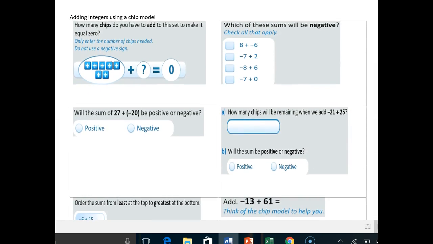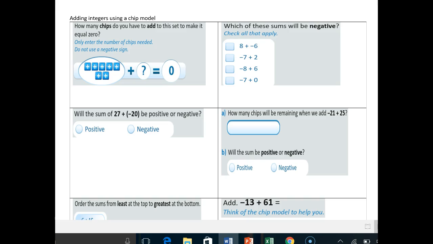Right. Adding integers using chip model is your third level today. So how many chips do you have to add to this set to make it equal to 0? So just imagine you have 1, 2, 3, 4, 5, 6, 7 positives. What is the opposite of 7? The answer is negative 7. So you need 7 negative chips for this. This is called the additive inverse, the opposite. 7 plus negative 7 will always equal 0.